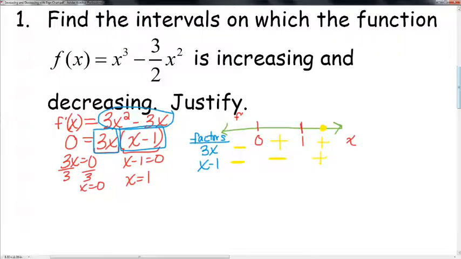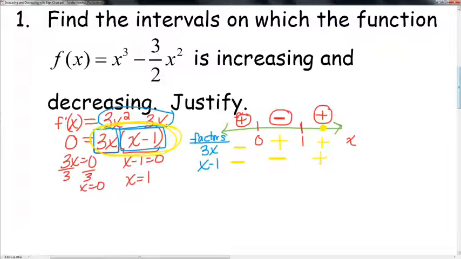And since these are factors being multiplied, over here, notice how they're being multiplied? So that's where we're going to multiply our signs. So I have a negative answer times another negative answer. Well, a negative times a negative is a positive. A negative times a positive gives me a negative. A positive times a positive is a positive.